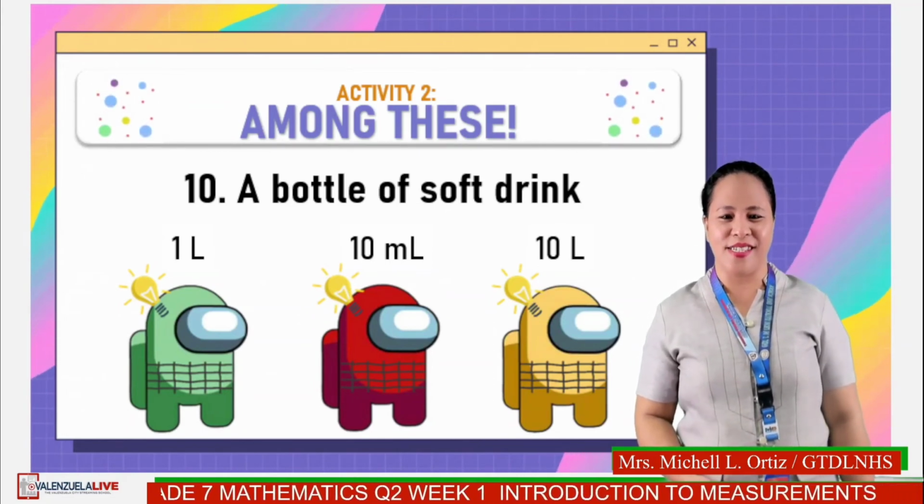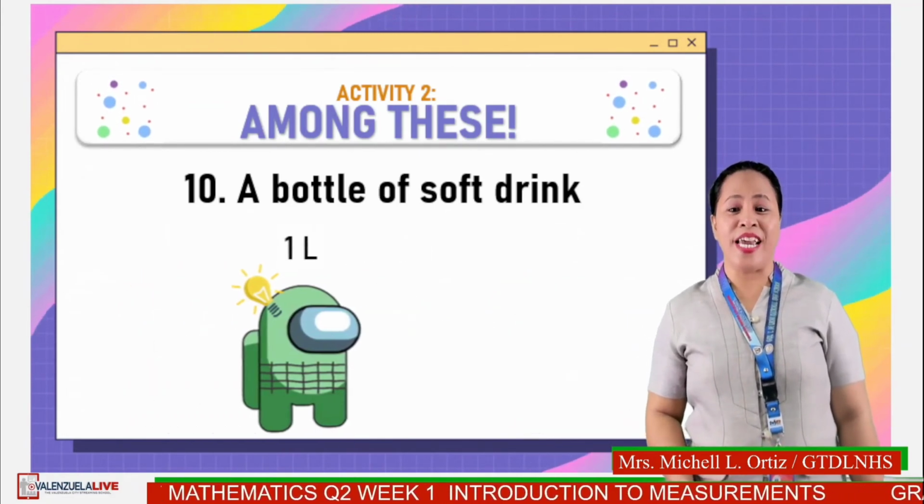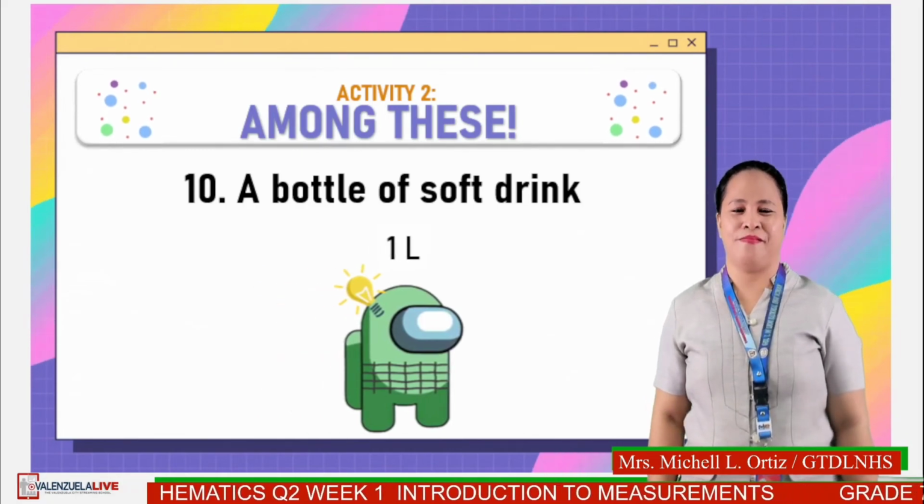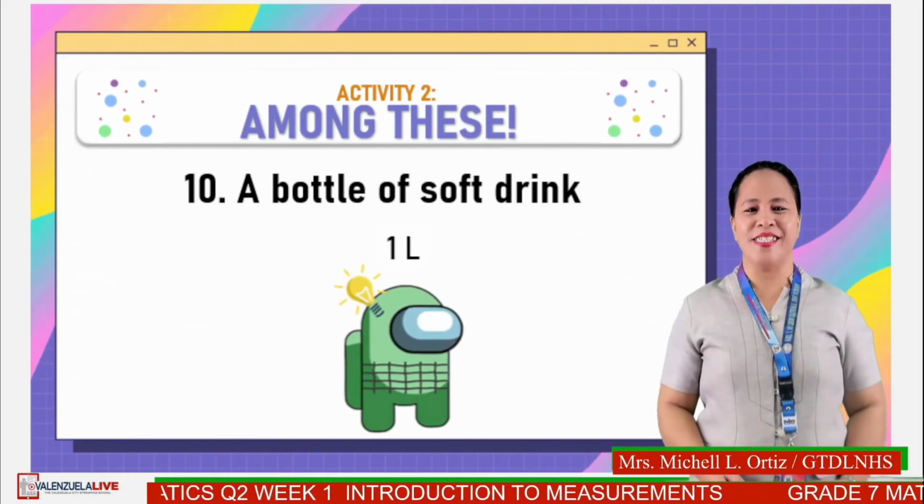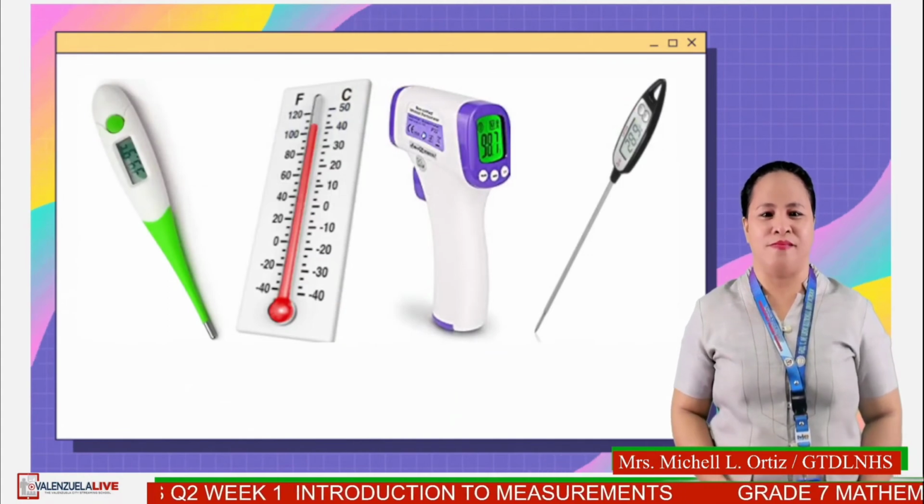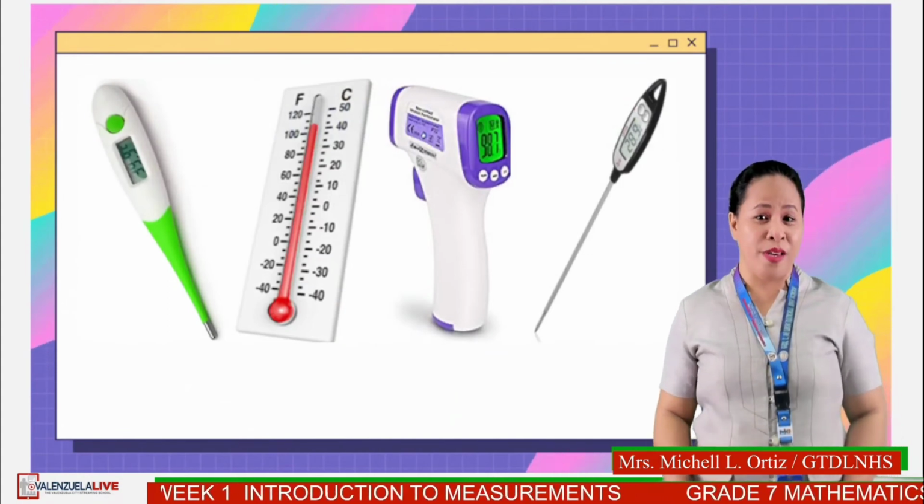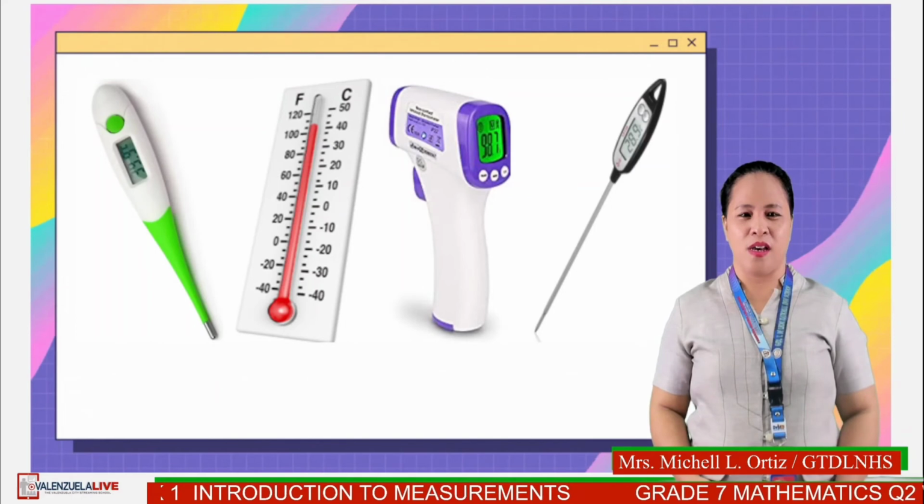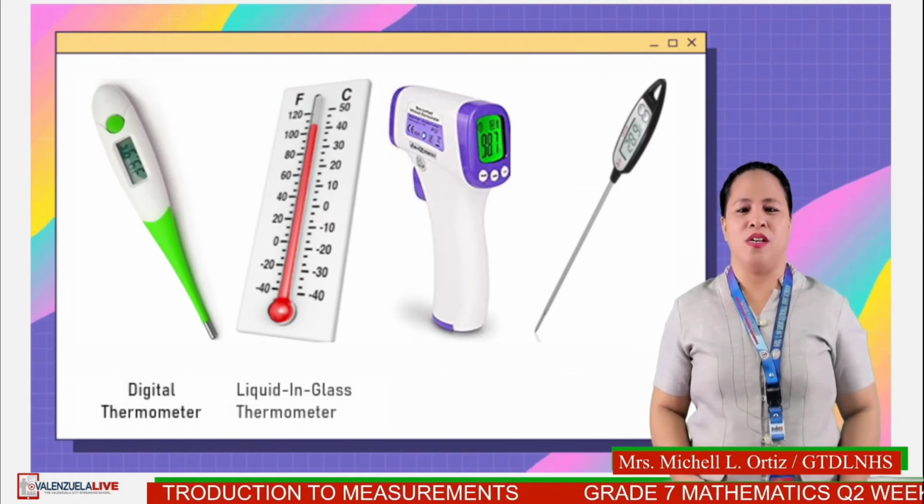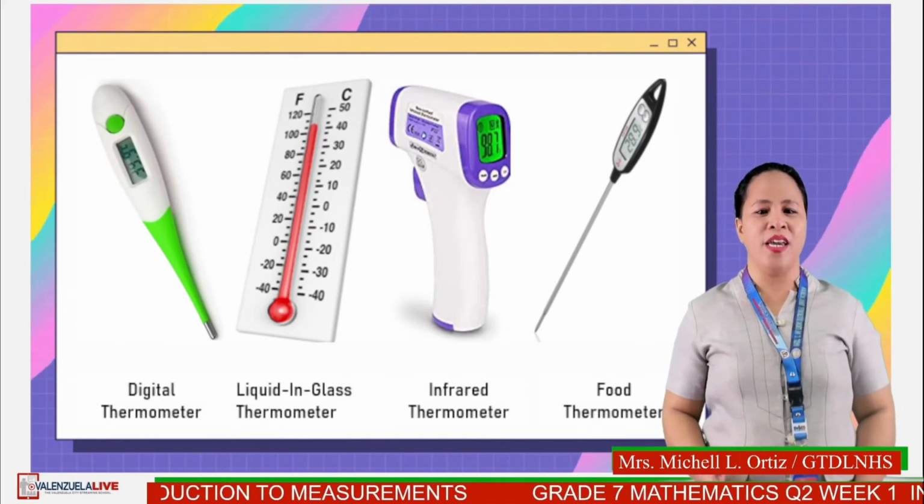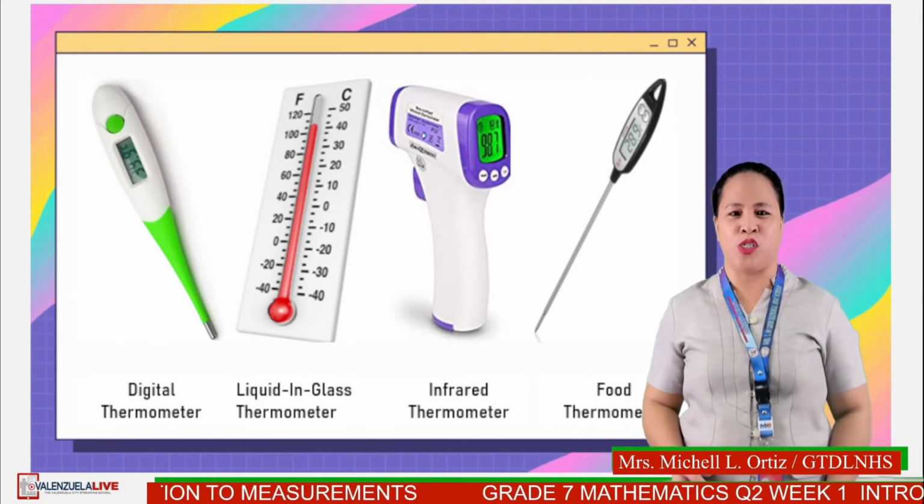Correct answer is green, 1 liter. Let us now proceed with the next lesson. Are you familiar with this? These are thermometers used to measure body, room, and food temperature.